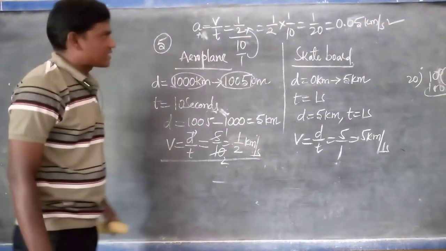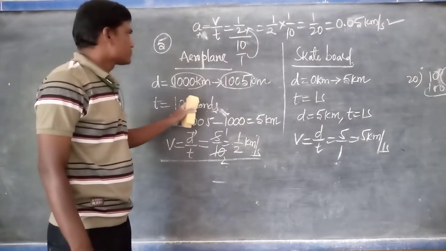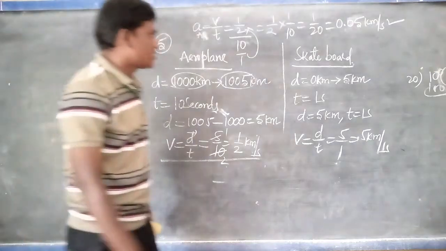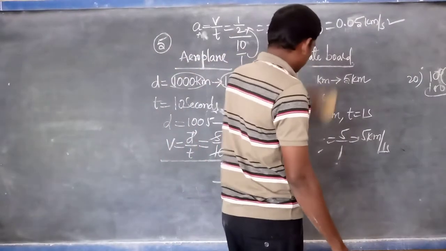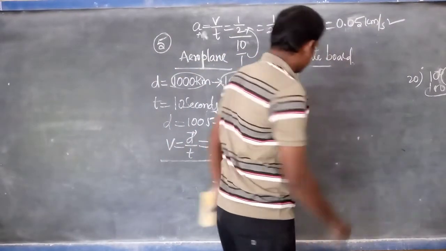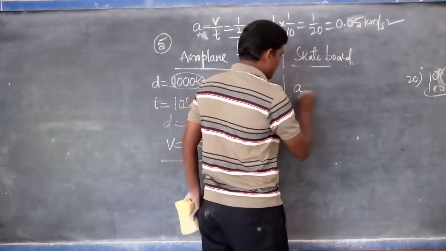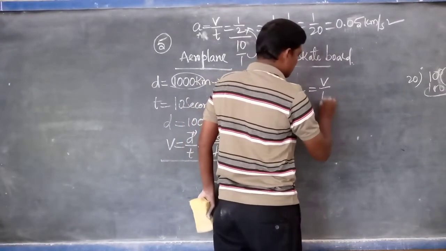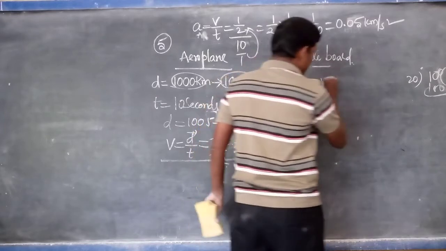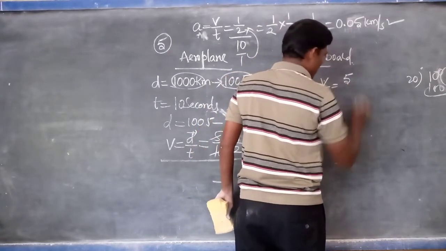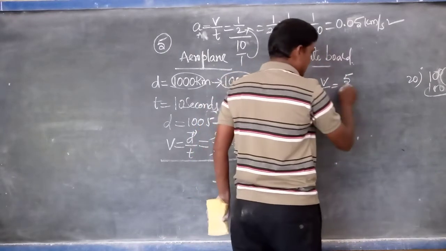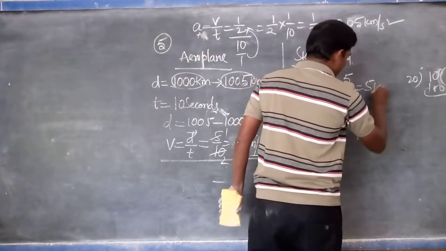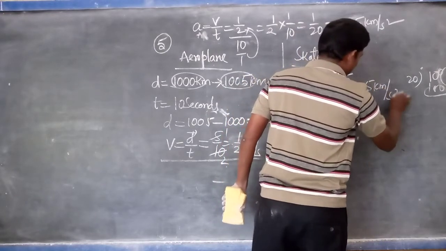0.05 kilometer per second square, for which one? Aeroplane acceleration. And skateboard: acceleration of the skateboard is equal to velocity by time. So what is the velocity? 5 kilometers per second. And what is the time? 1. That's why 5 kilometers per second square.